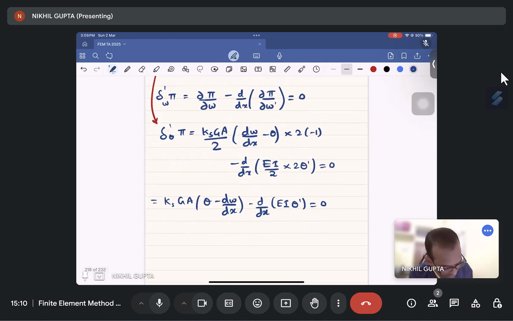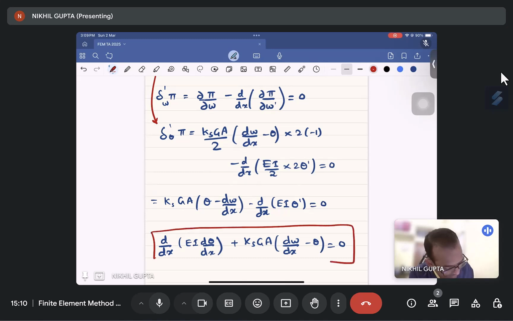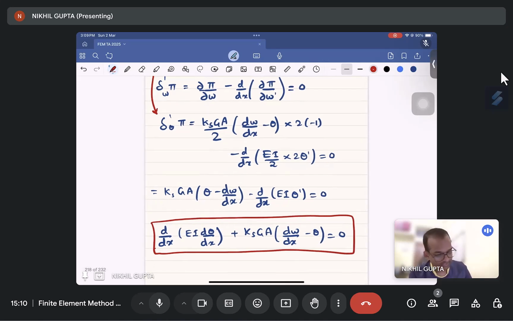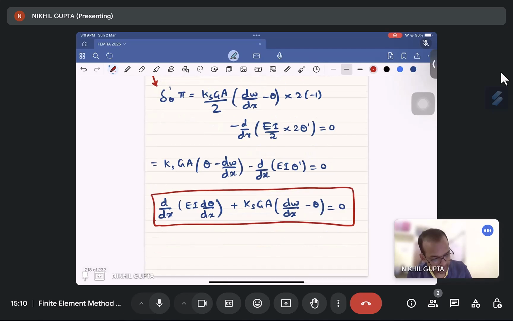When you rearrange the equation, it will be d by dx of EI d theta by dx plus ksga into dw by dx minus theta equals to 0. So this is your equation number 1 obtained from one of the variational principles we have solved with the potential function. So let's solve this second equation now.